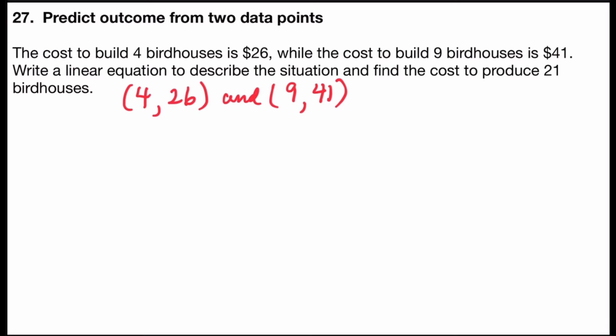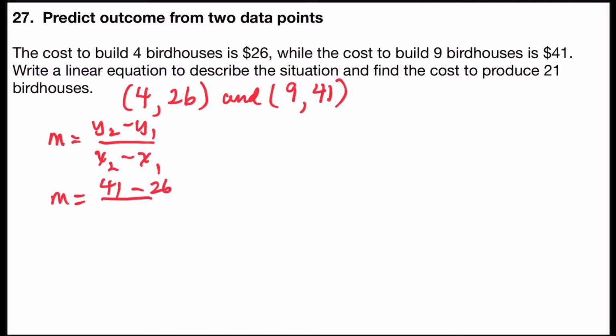The first thing I have to do is find the slope of those 2. So slope is equal to the second y minus the first y over the second x minus the first x. I know that the second y is 41 and the first y is 26 over the second x coordinate is 9 and the first x coordinate is 4. So now I'll just subtract and divide. 41 minus 26 is 15, 9 minus 4 is 5, and 15 divided by 5 is 3. So I know the slope in this linear equation is 3.